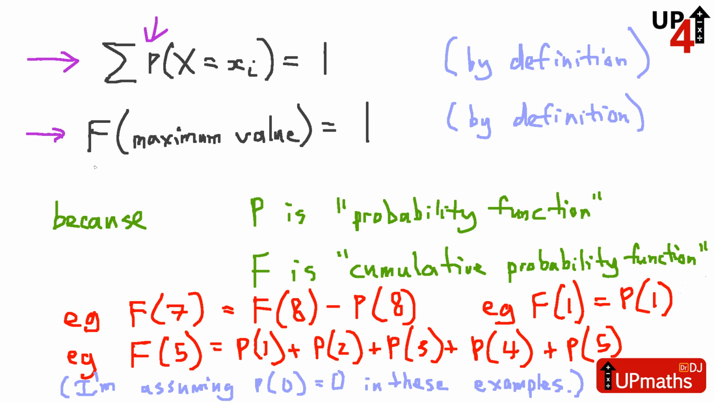And this is how I remember that F means the cumulative probability function, because F of the maximum value is 1, because once you reach the maximum possible value, the cumulative probability must be 1 because all the possibilities have happened. And I'll leave you to work these out yourself. Maybe pause the video if you want. There's 3 examples here of some weird maths you can do using F and p. And by the way, I'm always assuming that the probability of 0 is 0 for these examples.